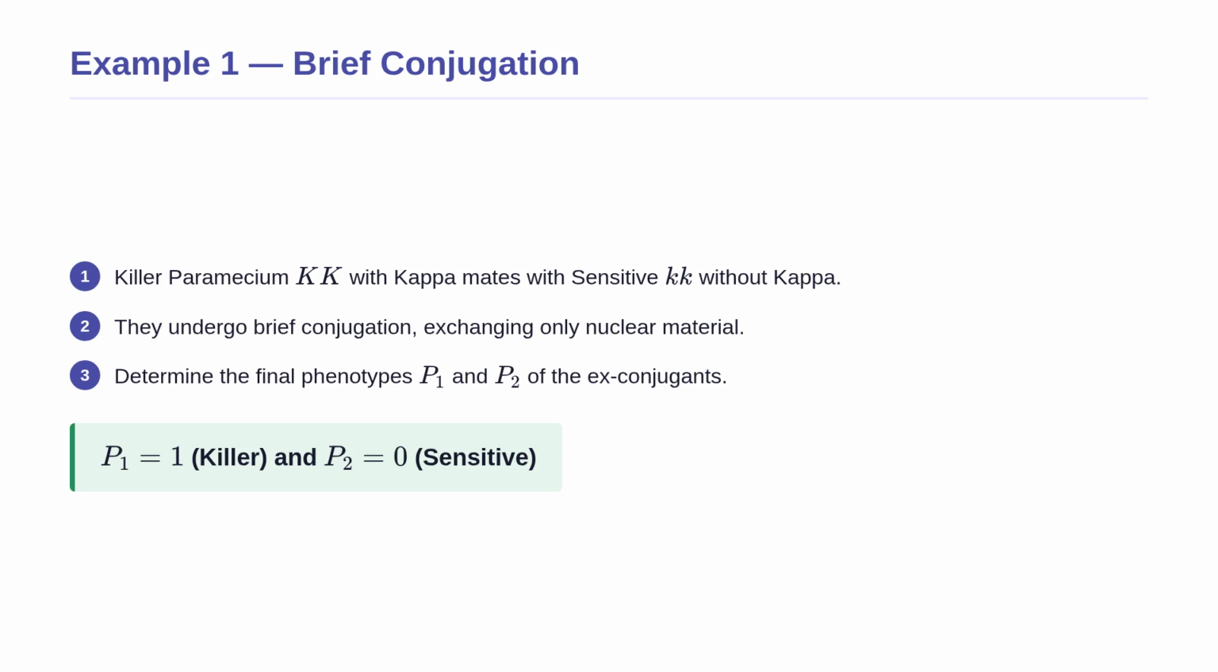We need to determine the final phenotypes of the two exconjugants after they separate. Using our formula, we find that the first cell remains a killer with a phenotype of 1, while the second cell remains sensitive with a phenotype of 0. Let us prove exactly why this happens.